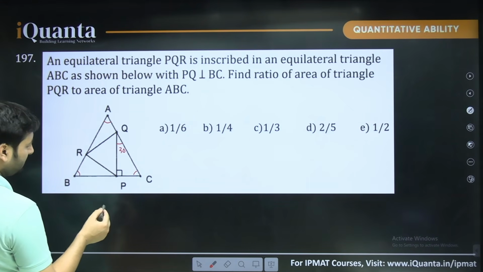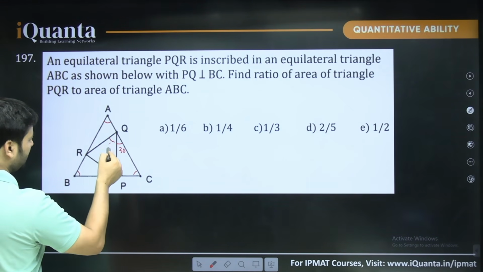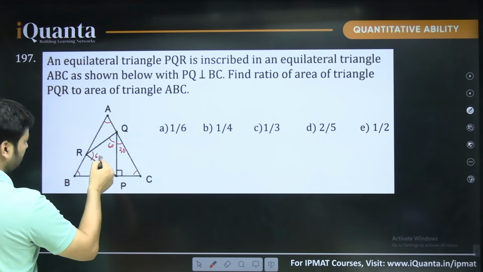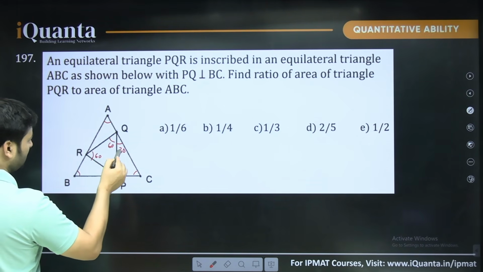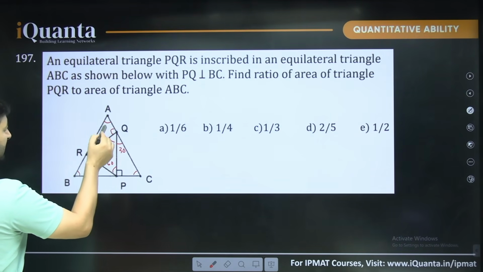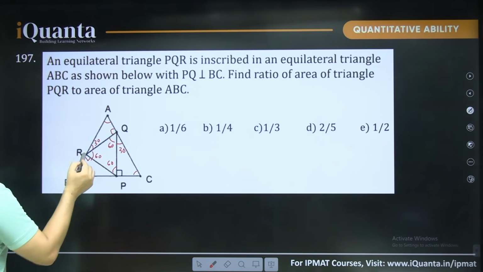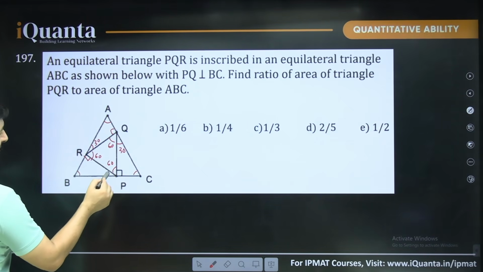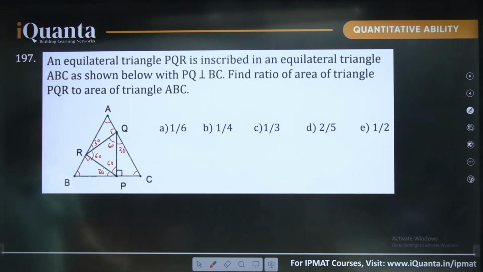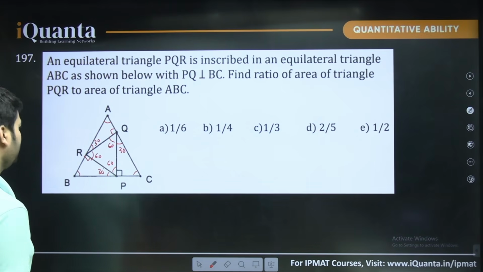Fine. And this is going to be 60 degree again. This is also an equilateral triangle. So 60, 60, 60. So 30, 60, 90. This is going to be 90. This is 90. This is 60. This is going to be 30. 30, 60, 90. This is 90. 60, 90. This is going to be 30. What do you have? Okay, let's do it.